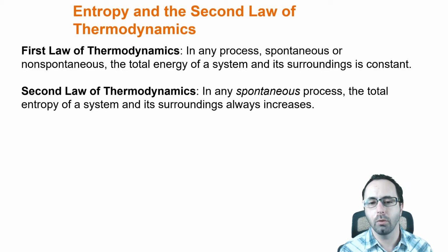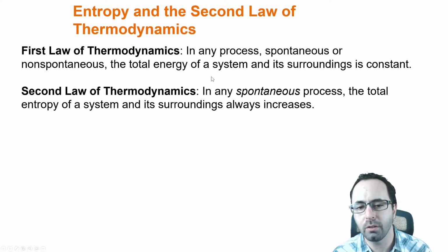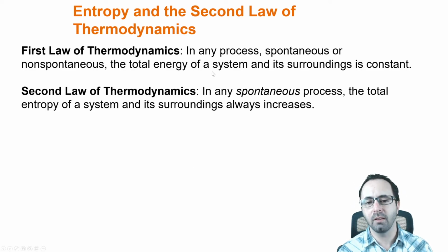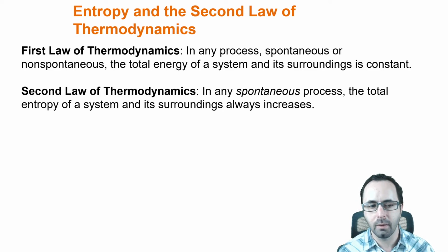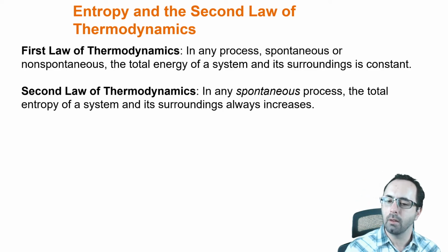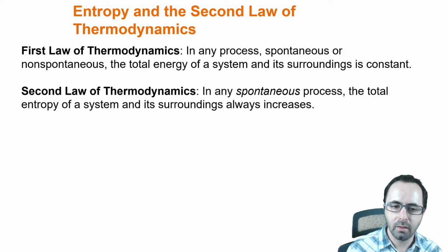Most of the time I don't remember until I'm studying this again. What's important is that you understand the ideas. So the first law is the law of conservation of energy. Energy comes out of a system, it goes into the surroundings, or if energy goes into a system, it comes from the surroundings. The second law is entropy is always increasing in the universe, and anything that happens on its own is a result of entropy increasing.